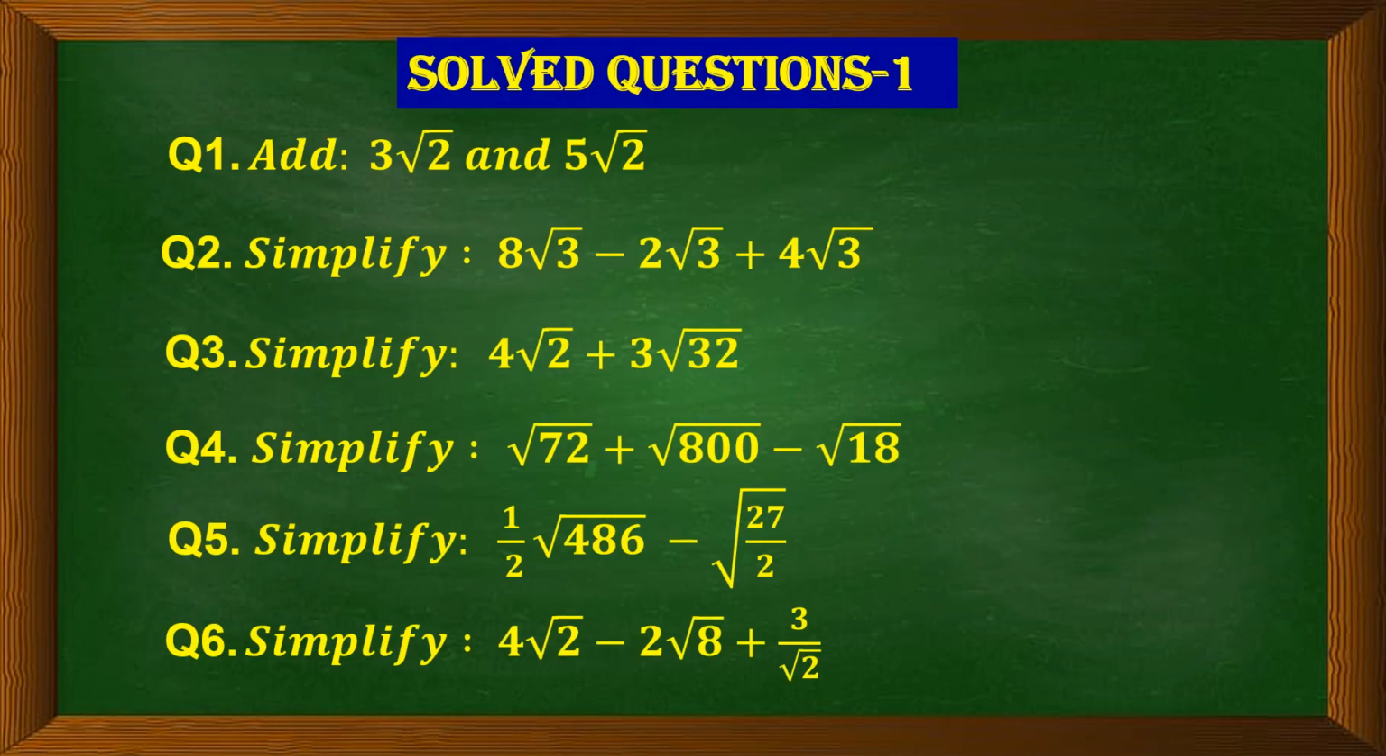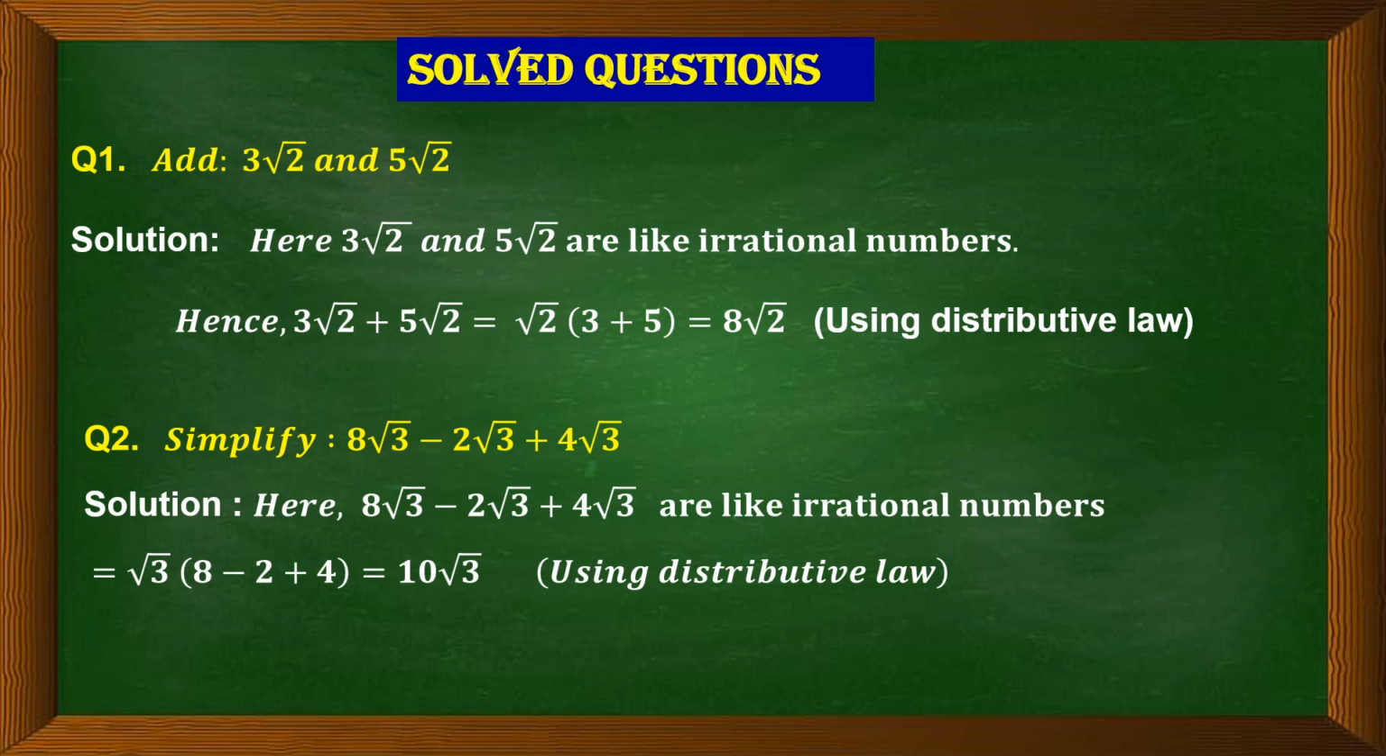Now these are some of the questions which we are going to take up in this video. So let's start with the first one. First question is, add 3 root 2 and 5 root 2. Now over here 3 root 2 and 5 root 2 are like irrational numbers because they have the common irrational factor, that is root 2.